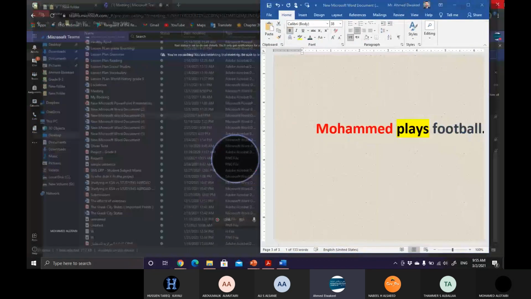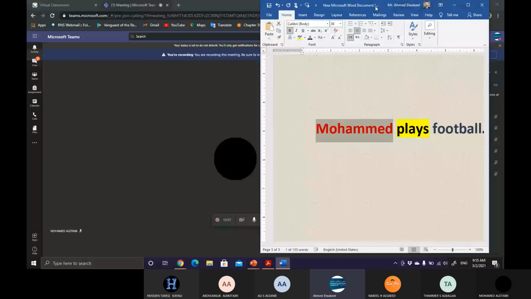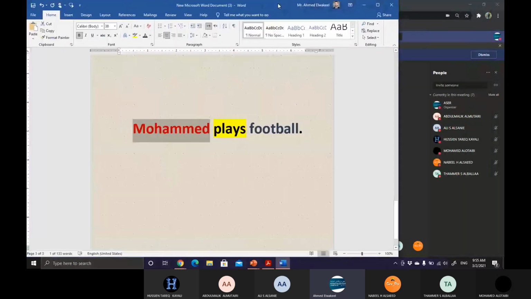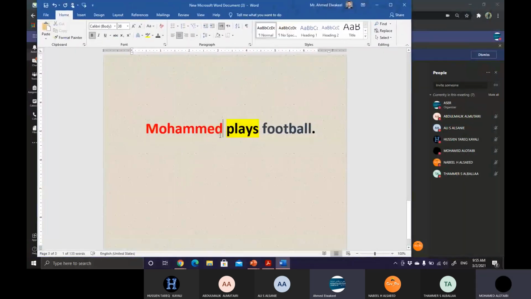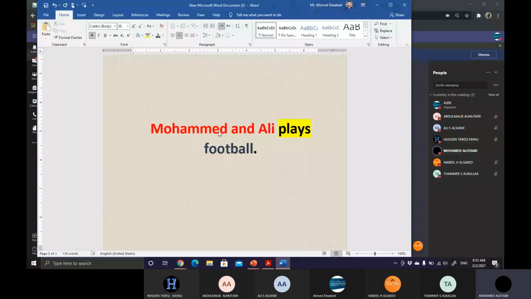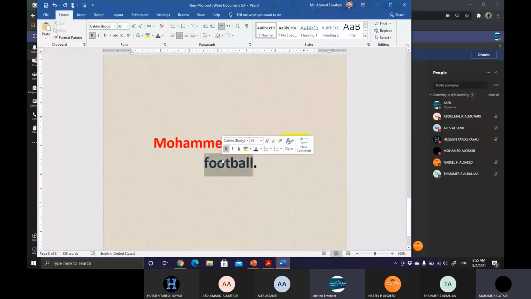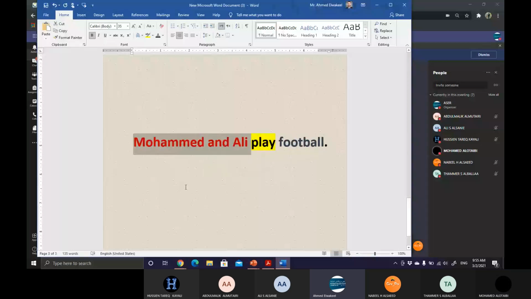What does this mean? Muhammad is a singular subject. Why do we call it singular? Because it's only Muhammad. There is no, for example, Muhammad and Ali, or Muhammad and Naif. There's only one. In the case, Muhammad and Ali play football, does it still count as a simple sentence? I think so. Yes. Although we have a compound subject, two persons performing the same action, the sentence is still a simple one.